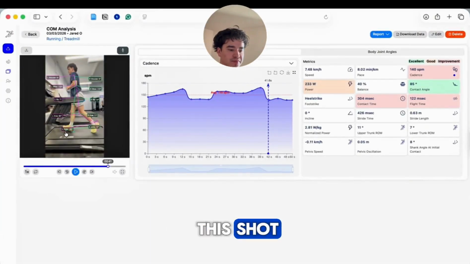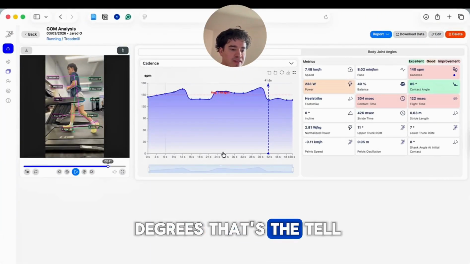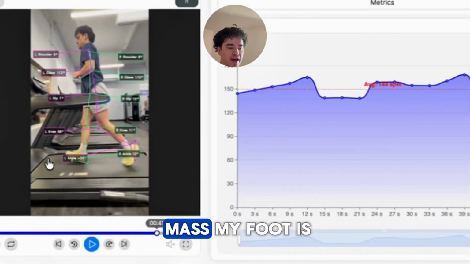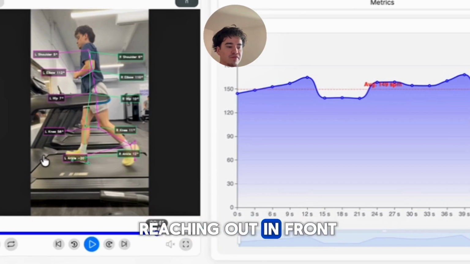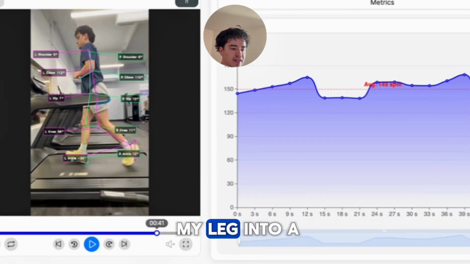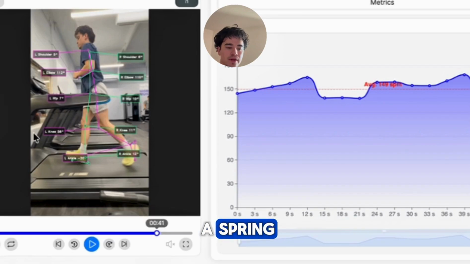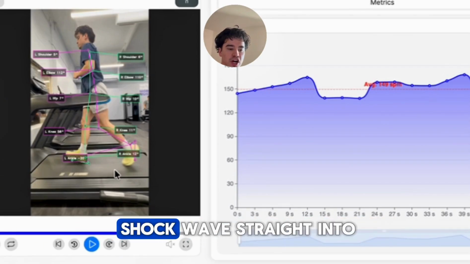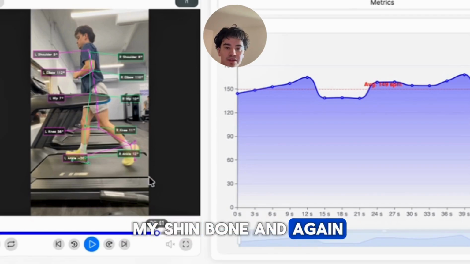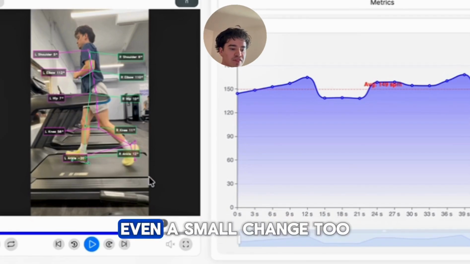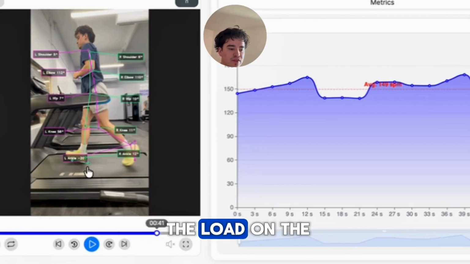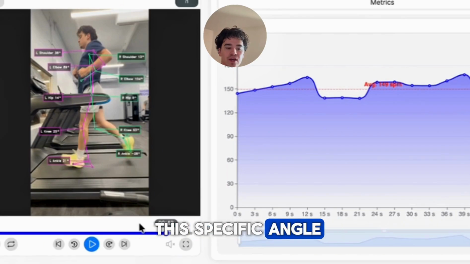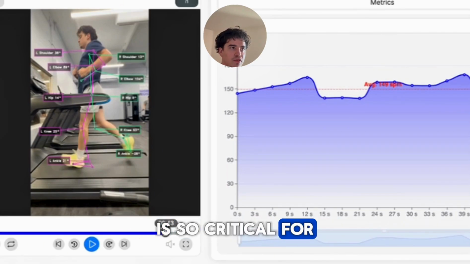But when I look at this shot, the angle hits 8 degrees. That's the telltale sign of overstriding. And so instead of landing under my hips, under my center of mass, my foot is reaching out in front. And so this turns my leg into a braking force rather than a spring. So instead of the force moving through my muscles, it just sends a shock wave straight into my shin bone. And again, shin splints. Even a small change like this increases the load on the tibia. And again, this is why monitoring this specific angle is so critical for runners staying healthy.